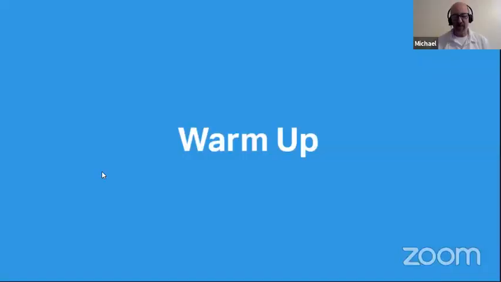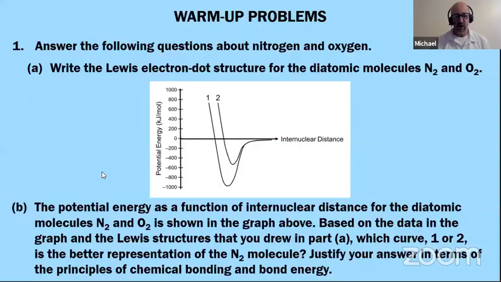For our warm-up problem today, this would be the free response question that I had presented in yesterday's lesson. So part 1 was answer the following questions about nitrogen and oxygen. Part A, write the Lewis electron dot structure for the diatomic molecules nitrogen N2 and oxygen O2.